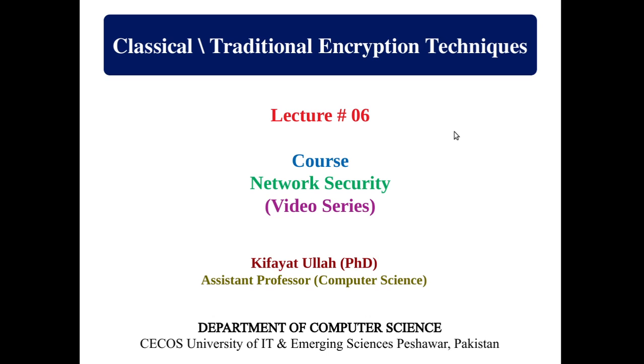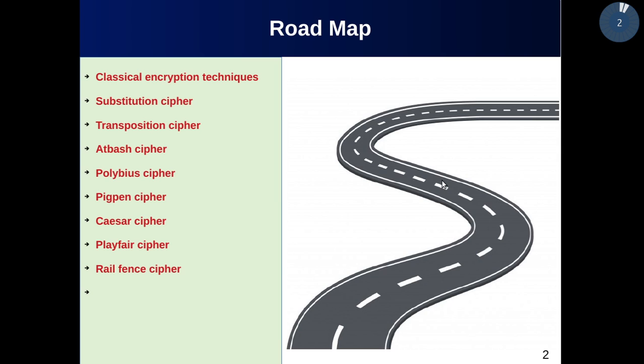In this video, I'm going to talk about the classical encryption methods or the traditional encryption techniques that were used in history for the purpose of cryptography or for the purpose of secure communication. Here is a brief roadmap of today's presentation. We will study different types of encryption techniques. The two most common techniques are substitution cipher and transposition ciphers, and then some examples of different classical encryption techniques.